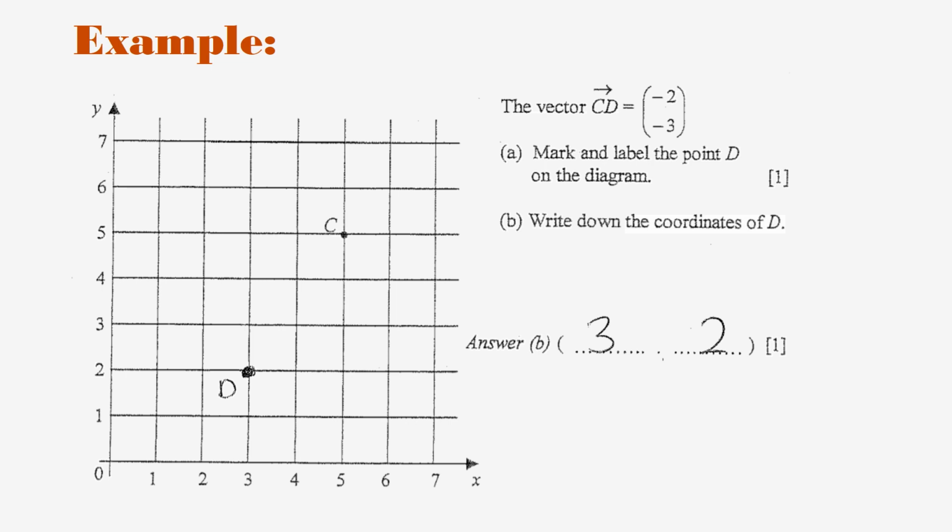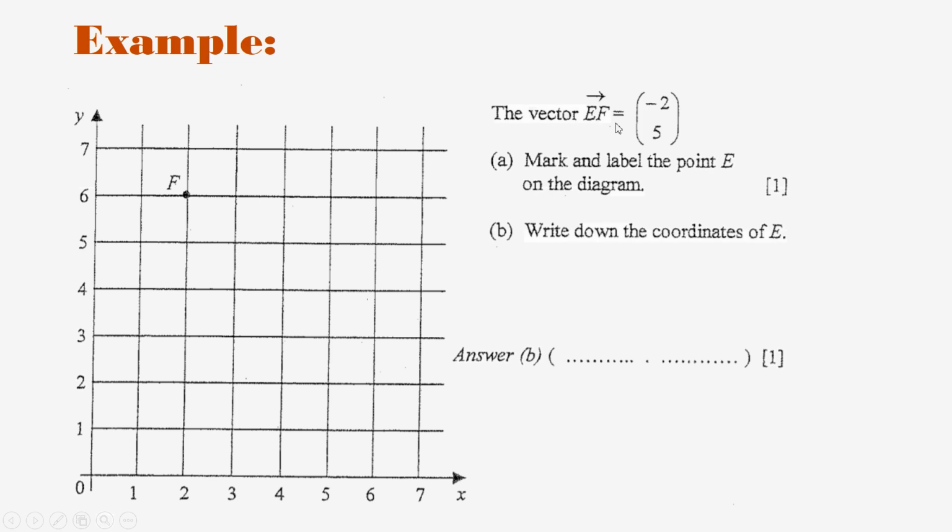The vector EF is -2 and 5. Here's a component vector. Mark and label the point E on the diagram. So notice that F is the finishing point. So where would E be if you went backwards by 2 from E and up 5? So noting here, this is the second letter, meaning it's beforehand.